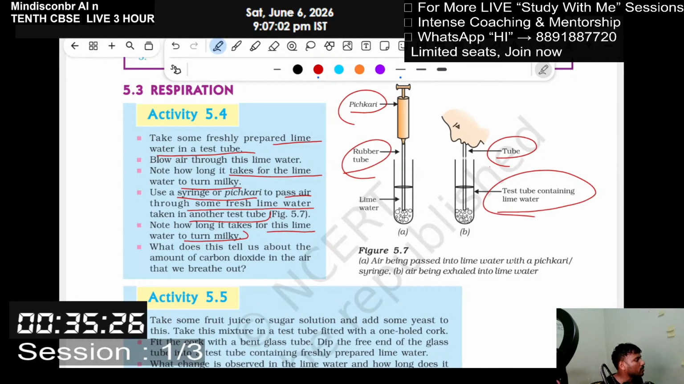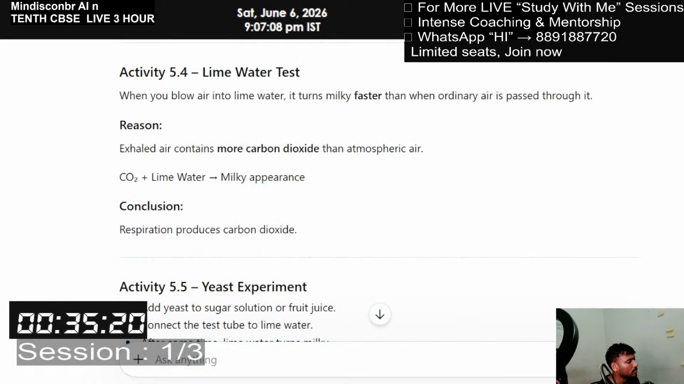So we can look for the conclusion. When you blow air into lime water, it turns milky faster than when ordinary air is passed through it. Reason: exhaled air contains more carbon dioxide than atmospheric air. Carbon dioxide plus lime water gives a milky appearance. Conclusion: respiration produces carbon dioxide.